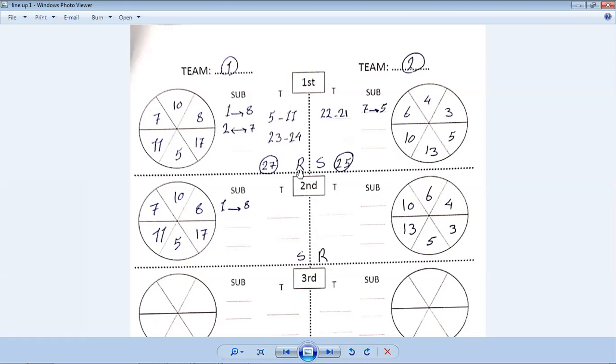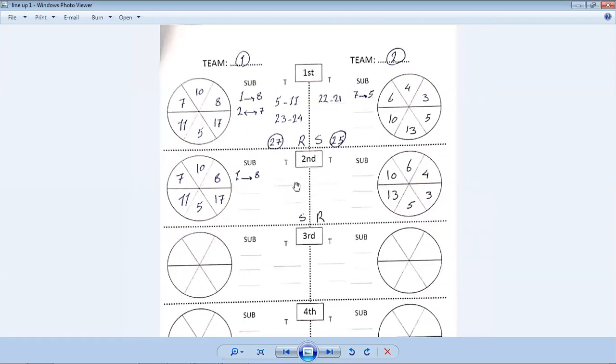And also here I write R and S. It means team 1 is the receiver team at the beginning of the set, and team 2 is the server team at the beginning of the set. Okay, and I write the substitutions here. It means number 1 goes inside in position number 8, and number 2 goes inside and comes back again. And this is the timeout. I write the scores for the timeouts.